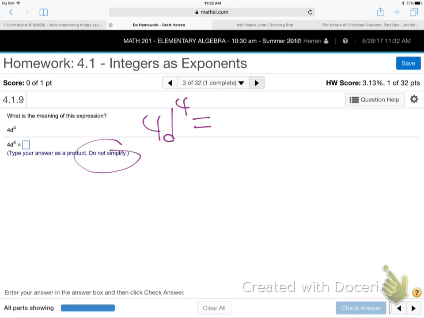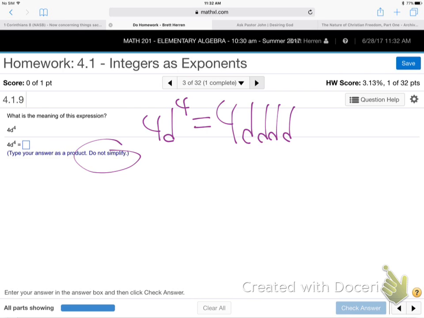So write that one out. Is that 4d, 4d, 4d, 4d? No. How many fours? Just one 4, huh? We all clear? They're just making sure you know that. There's just one 4 and 4 D's. There we go. 4 D, D, D, D. That's all they want.